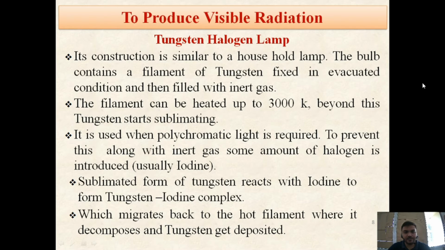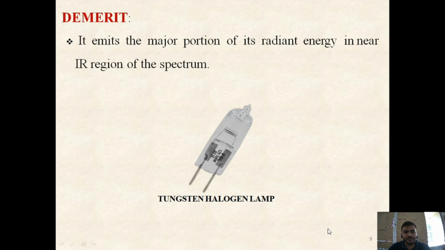To prevent this, along with inert gas, some amount of halogen is introduced, usually iodine. Sublimated tungsten reacts with iodine to form a tungsten-iodine complex, which migrates back to the hot filament where it decomposes and tungsten gets deposited. Demerits: it emits the major portion of radiant energy in the near infrared region of the spectrum. This is the tungsten halogen lamp.